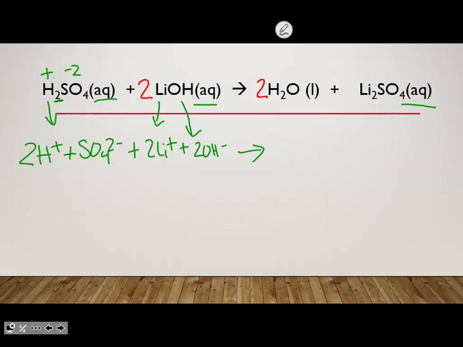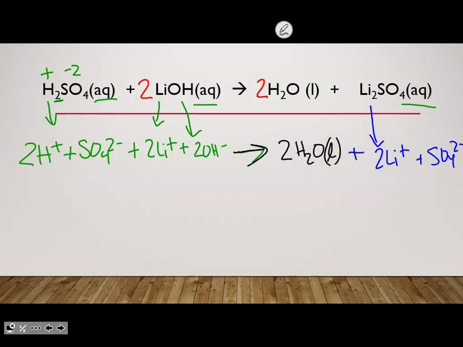We're going to go over here to the products now. Take a look. The water stays together, 2H2O. We're not going to change that. That stays together. Over here, we're going to break up the lithiums, 2 lithiums, Li plus, once again, alkali metal, plus your sulfate.